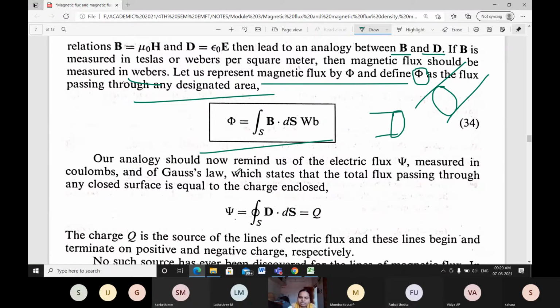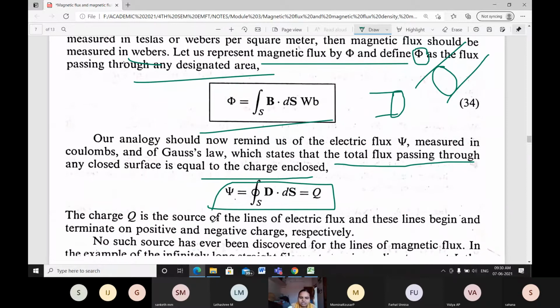And of Gauss's law, which states that the total flux passing through any closed surface is going to be equal to the charge enclosed. This is what we already saw in terms of Gauss's law, right? The same thing here: Psi is going to be equal to the closed integral of flux density. How much it's going to be depends on how many charges are enclosed by that surface. The same equation is taken here.